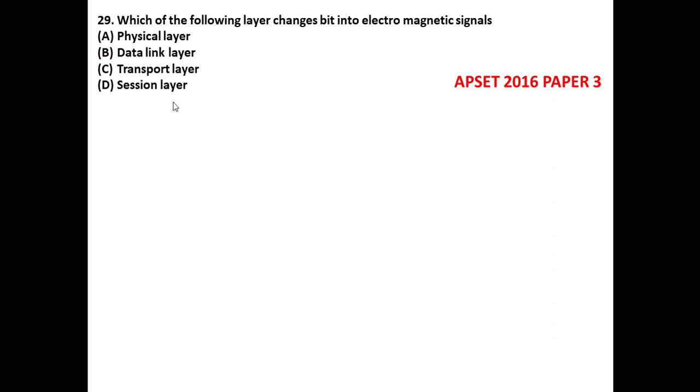And see the next question, question number 29. Which of the following layers changes the bits into an electromagnetic signal, right? Here the answer is the physical layer. Our data can be converted into bits only at the physical layer, right? So the answer is option A.